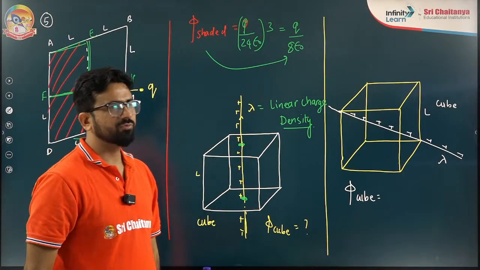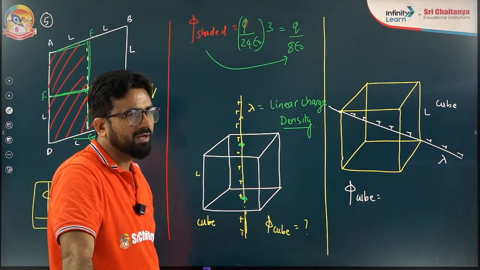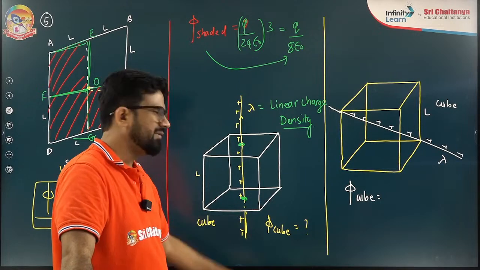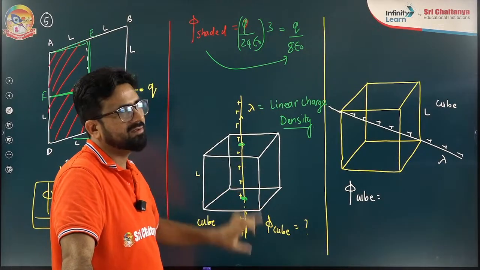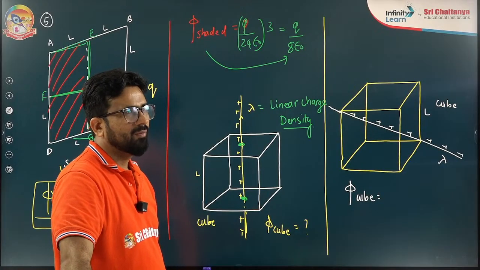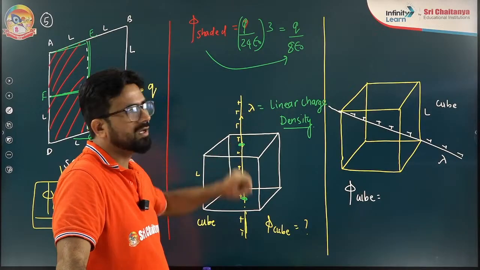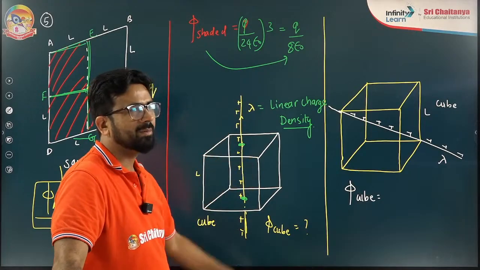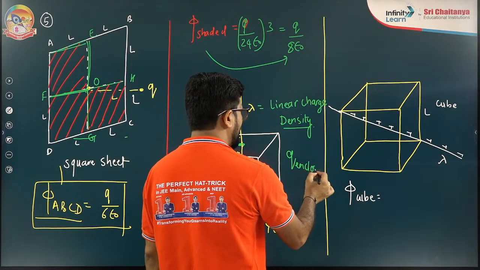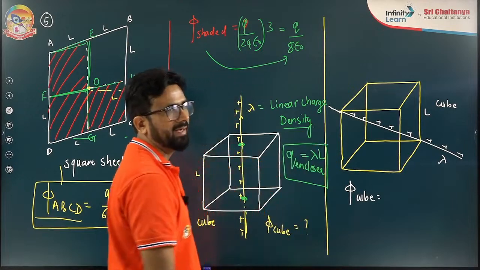So now the very first question comes to you. What is the flux associated with this cube? Can we get the answer? Yes, definitely. How much length is inside? The length inside is equal to L. What is the linear charge density? That is lambda. Lambda into L becomes the total charge. So the charge enclosed is lambda into L, the linear charge density multiplied by length.